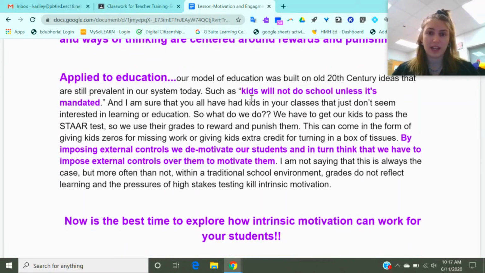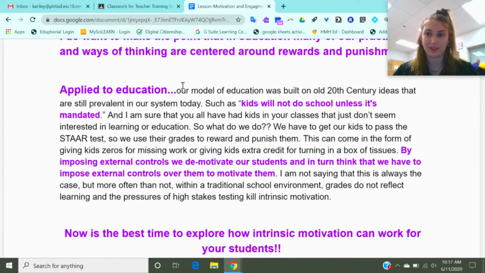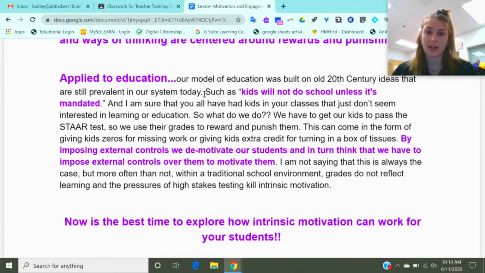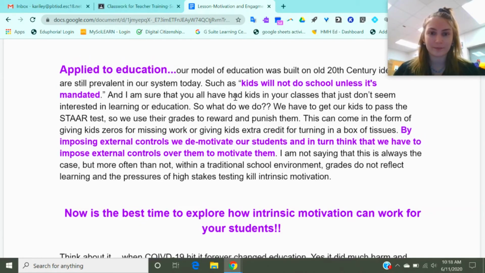Okay, applied to education. So our model of education was built on old 20th century ideas that are still very prevalent in our system today. And you can even see those in work, because along with our education system being built on the factory model, there was something called scientific management and the whole 40-hour work week and everything. A lot of our research today says that just because you work 40 hours does not mean you're more productive than if you work less time. That's a whole other topic to get into.